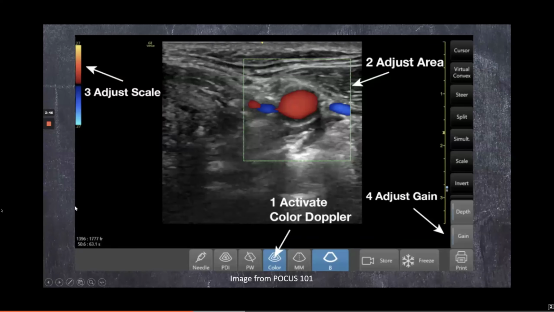To use color Doppler appropriately, we need to adjust 4 things. First, obviously activate the color Doppler. Second, adjust the area of your interest. Third, you want to adjust the scale appropriate to the kind of blood flow that you're trying to detect. And fourth, you want to adjust the gain so that you're only looking the color Doppler within the object that you're caring for and not too much gain resulting in seeing Doppler signal outside of the object that you care for.